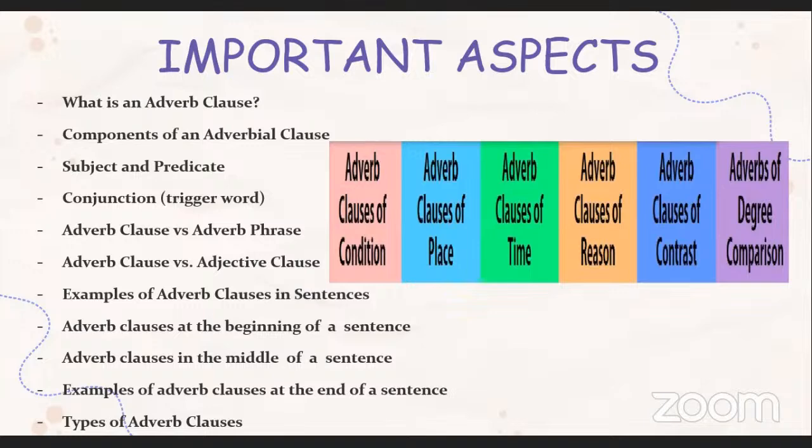And you can find in the reading some important aspects: what an adverb clause is, components of an adverbial clause, subject and predicate, conjunctions or trigger words, adverb clause versus adverb phrase, and adverb clause versus adjective clause. Also examples of adverb clauses at the beginning, middle, and end of a sentence. The most important information is about the types of adverb clauses. If you have time to read, that's great, because it will help you reinforce all the information you received here in class. Okay?